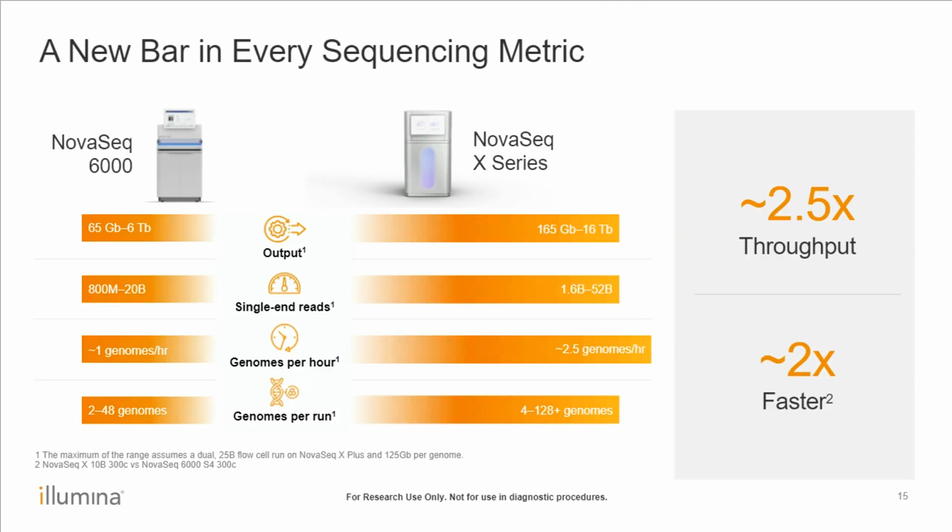As our newest high-throughput instrument, the NovaSeq X sets the bar in every metric. Compared to the NovaSeq 6000, we have 2.5 times more throughput at twice the speed. The NovaSeq X series can generate up to 16 terabases of data and over 128 human whole genomes in a single run.